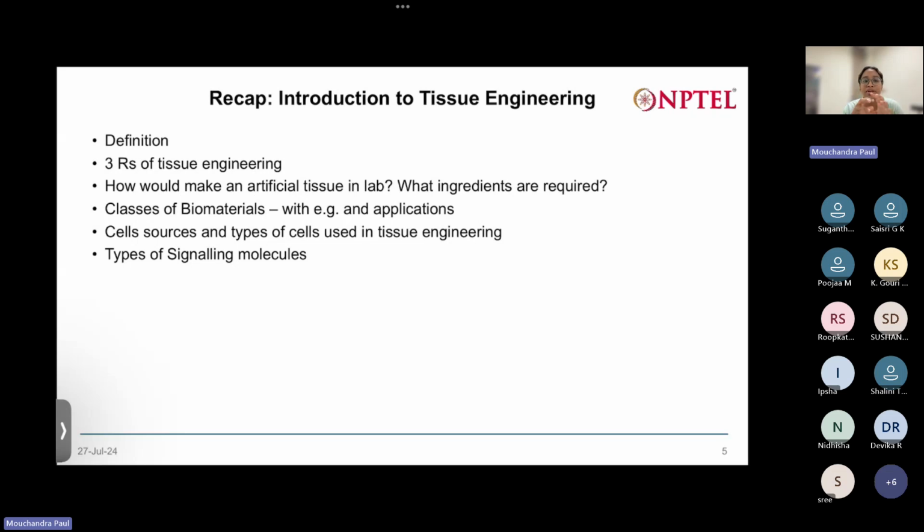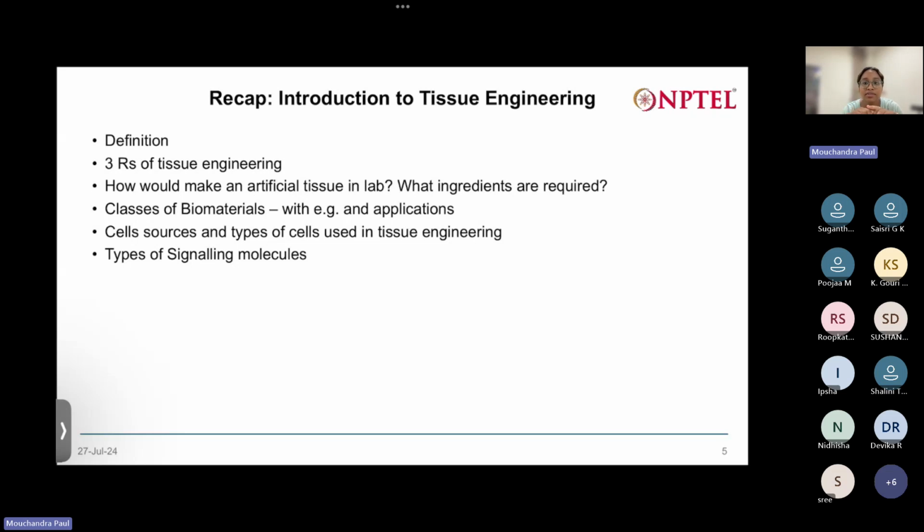So tissue engineering, if you translate it, we are trying to make or engineer a tissue artificially in a lab. How do you do it? So you need raw ingredients first. What are those? You need 3 things. First is the cells, obviously. The cell, you have to find out from which source you want, what type of cell you want, right?